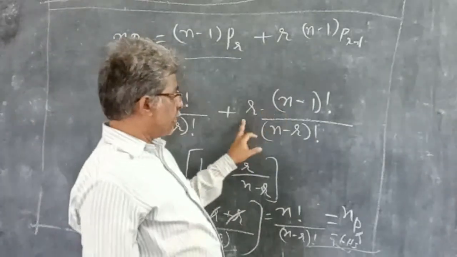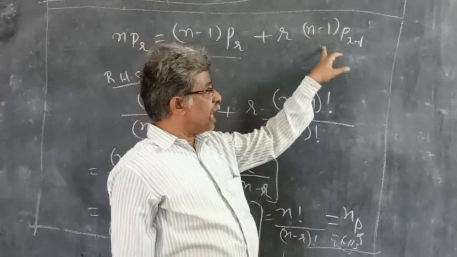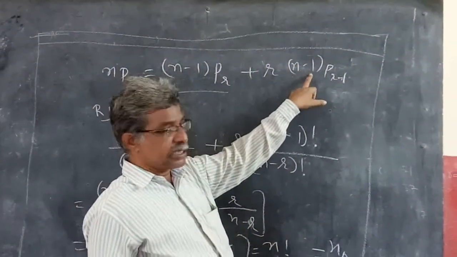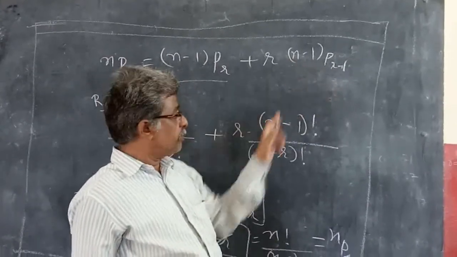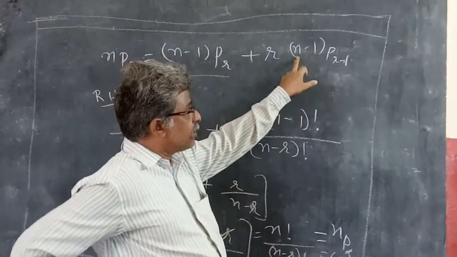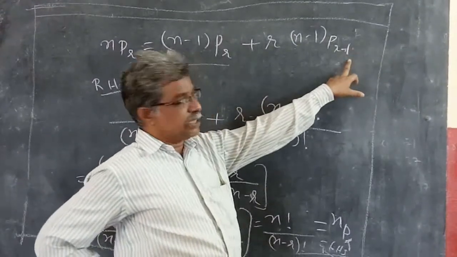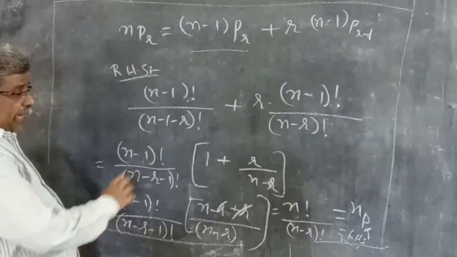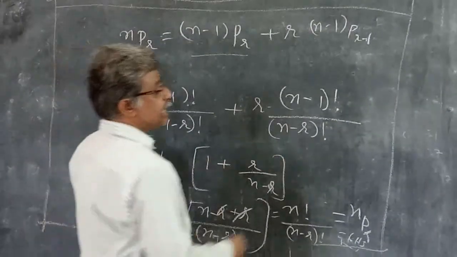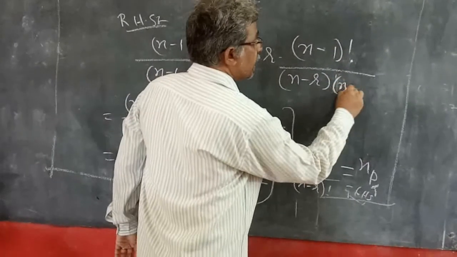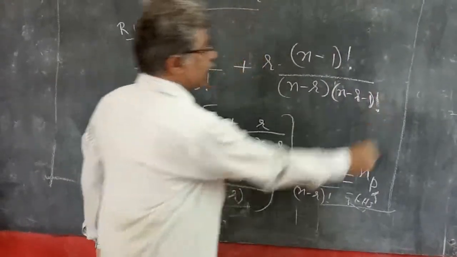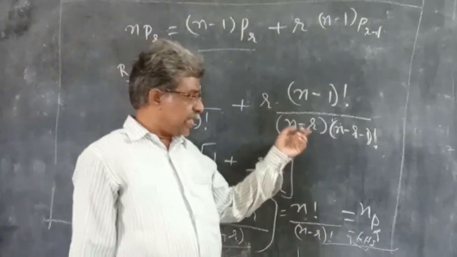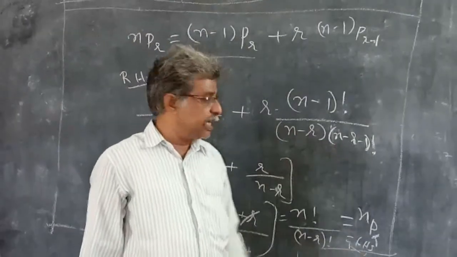Coming to here, the same: r into nPr, n factorial by (n minus r) factorial. Now n is n minus 1, r is r minus 1. So (n minus 1) factorial by (n minus 1 minus r plus 1) factorial. The 1s cancel, (n minus r) factorial. Now (n minus r) factorial is nothing but (n minus r) into (n minus r minus 1) factorial, I can write. Because 8 factorial is 8 into 7 factorial. Like the same, (n minus r) factorial I can write as (n minus r) into (n minus r minus 1) factorial.